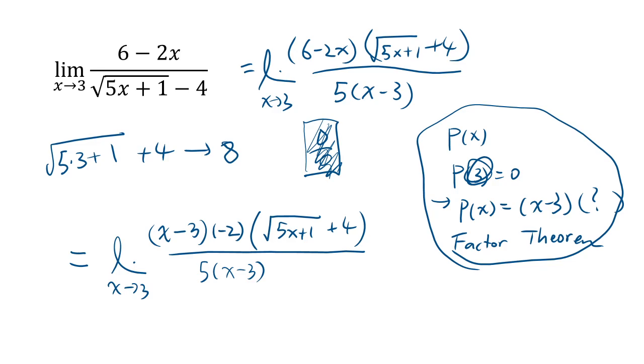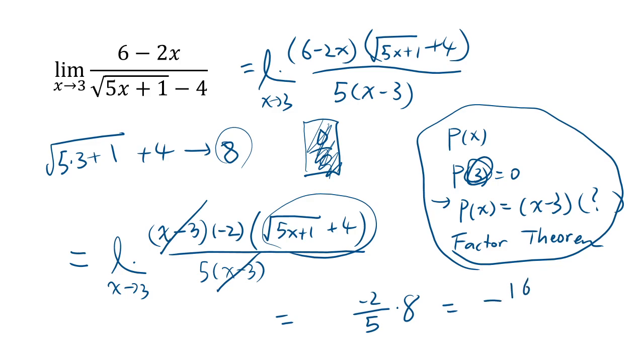And this hard work now pays off because now we can cancel this with that. And when you plug in 3, we already know that this will give you 8. That's going to be 8. And there will be negative 2, and there will be 5. So the answer will be negative 16 over 5.